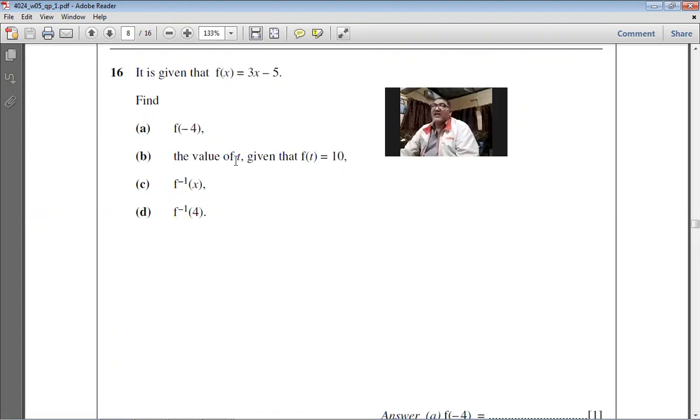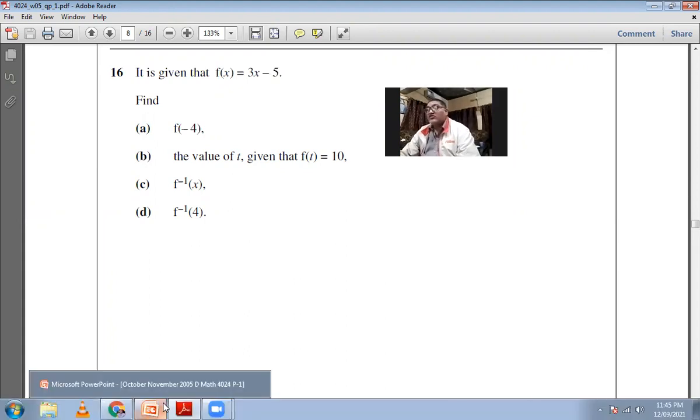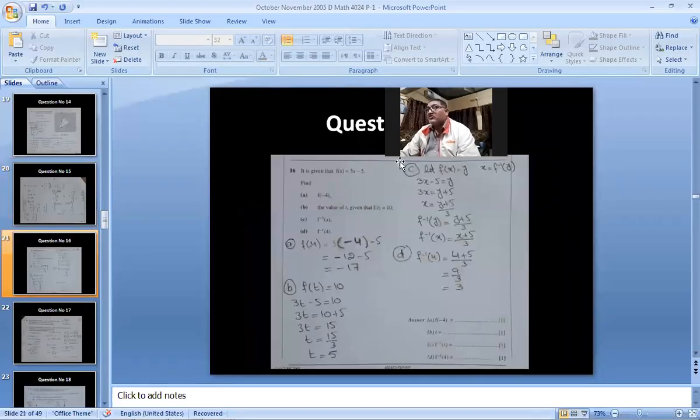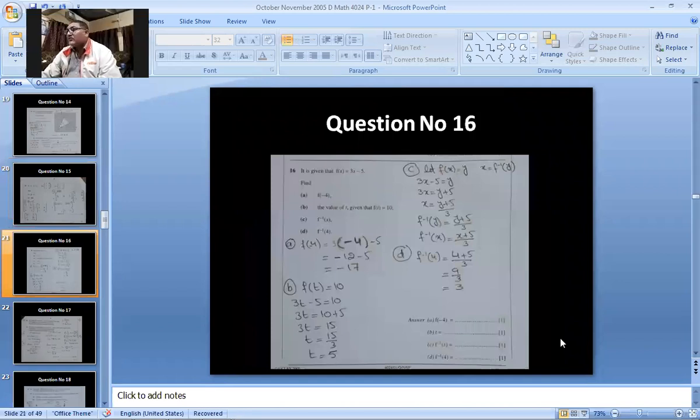And then he says find the value of t, given that f of t equals 10, and then he says find f inverse of x, and then he says what will be the value of f inverse of 4. So let me show you how we do this question, and that's question number 16.